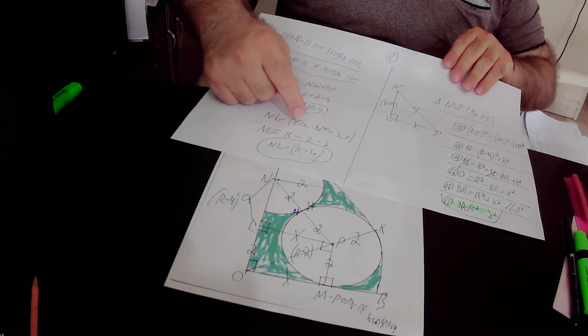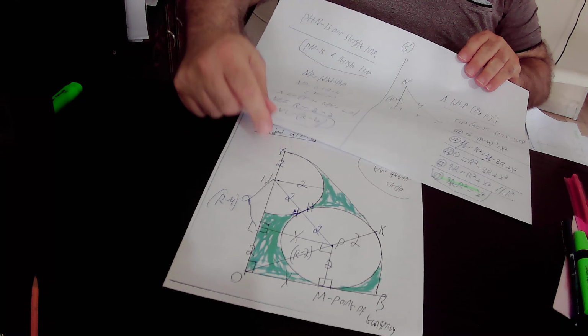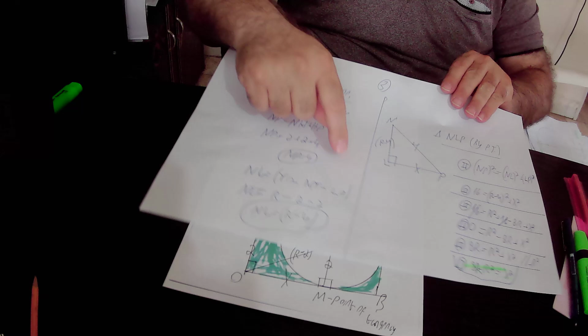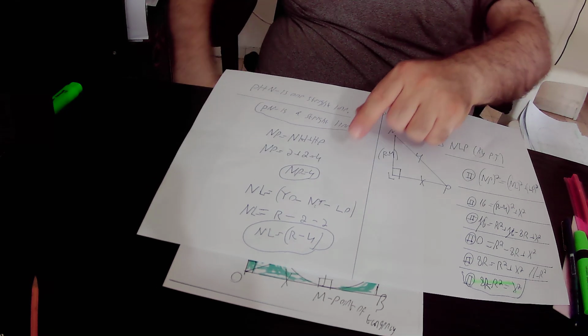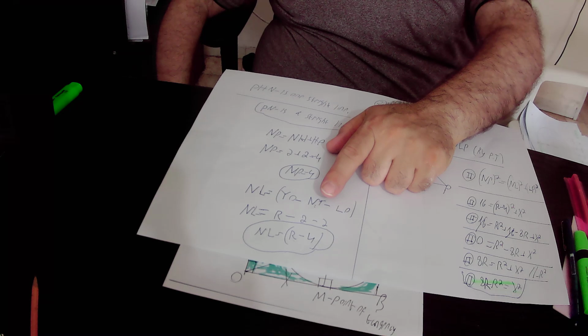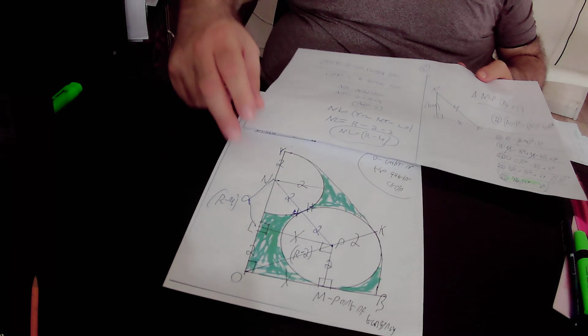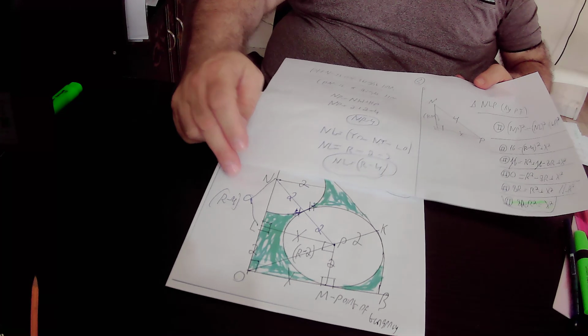Minus YN, and YN equals 2, minus LO, and LO also equals 2. So in conclusion, NL equals capital R minus 2 minus 2, and capital R minus 2 minus 2 equals capital R minus 4. So here, NL equals capital R minus 4.